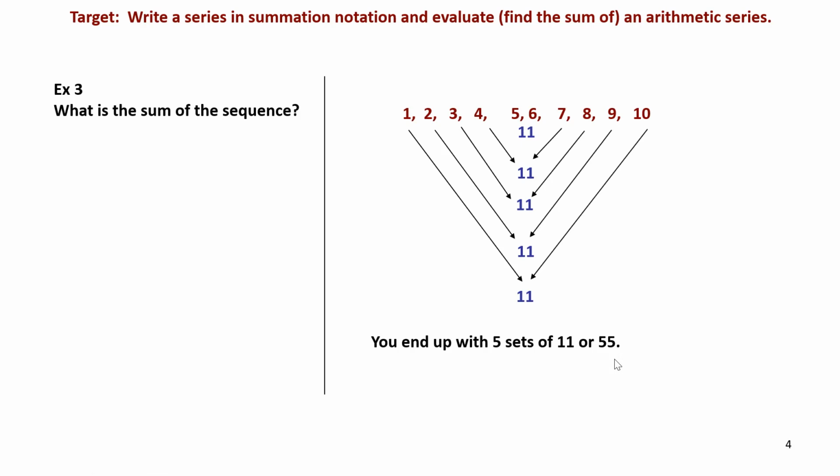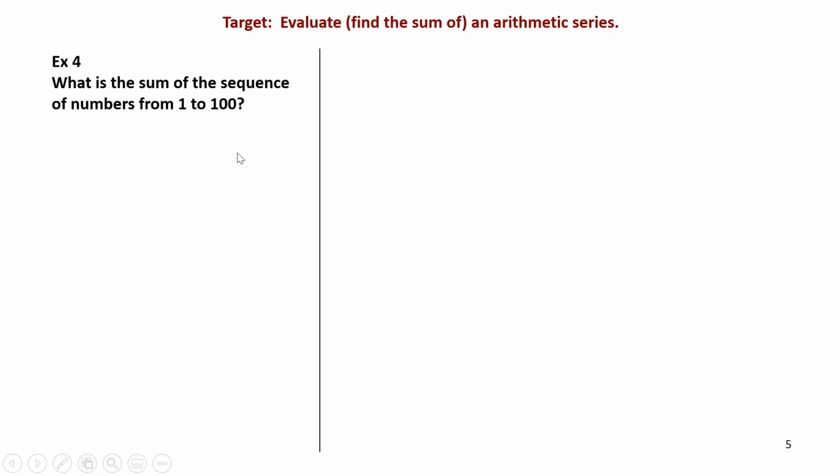Okay? But what if I wanted to do this with a bigger set? I want you to think about what it took to do this. I had 10 numbers to start off with. I ended up with exactly 5 sets of the first and the last. All right? What is the sum of the sequence of numbers from 1 to 100?